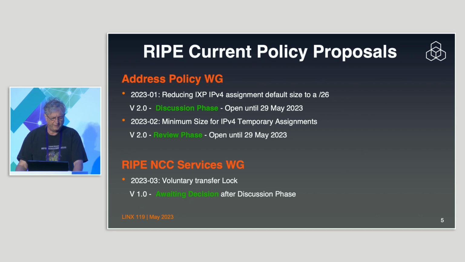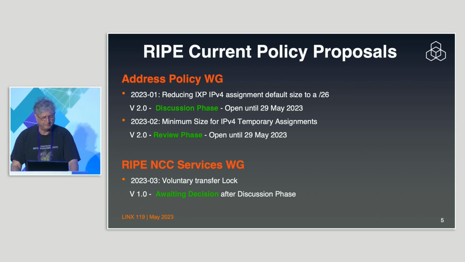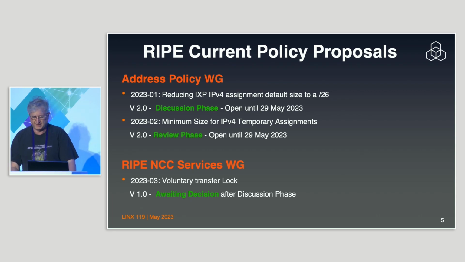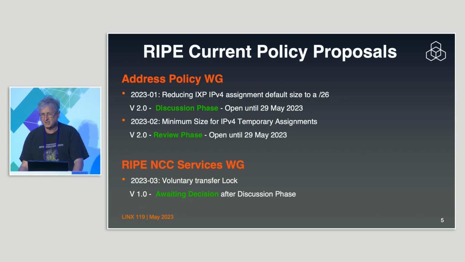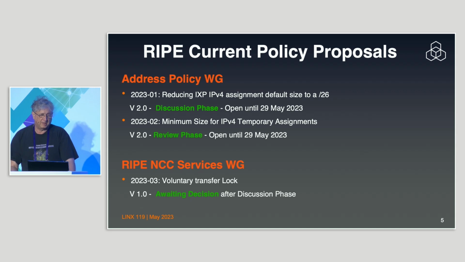So the first one we have is 2023-01. I've already addressed this one last time I was here, and this is to do with IPv4 assignments for IXPs. Basically the proposal states that the assignment default size has been knocked down from a /24 to a /26, which will actually cover about 80% of IXPs. Not every IXP is as big as the LINX.